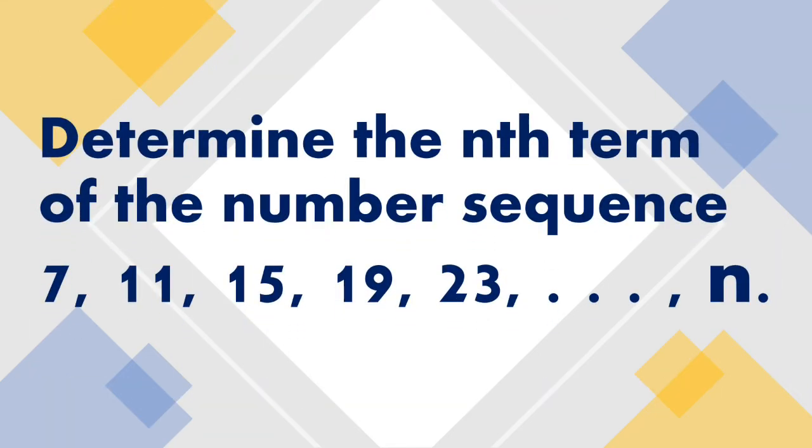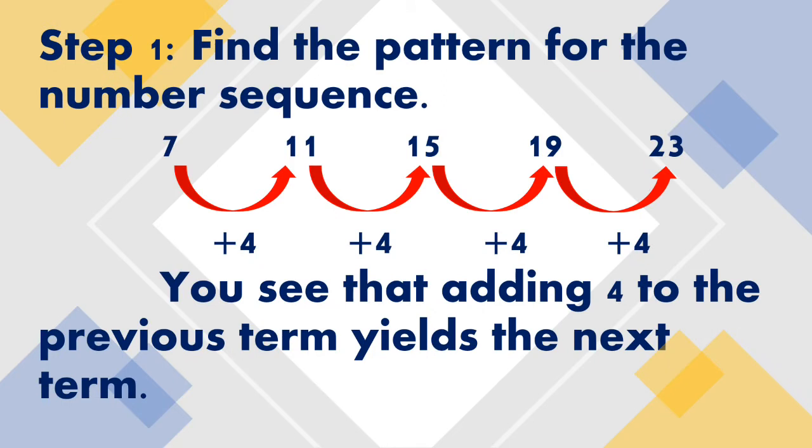For our next example, determine the nth term of the number sequence 7, 11, 15, 19, 23, and so on. Step 1. Find the pattern for the number sequence. You see that adding 4 to the previous term yields the next term. The first term is 7. Adding 4 is equal to 11, which is our second term.